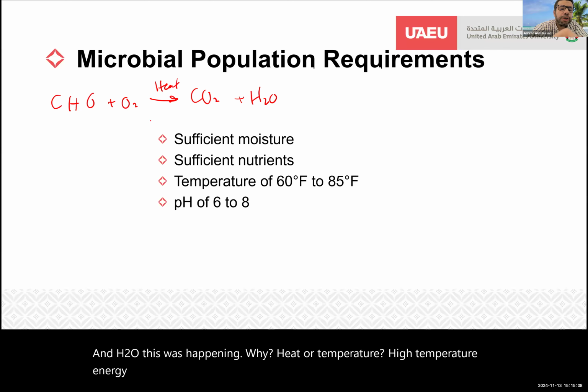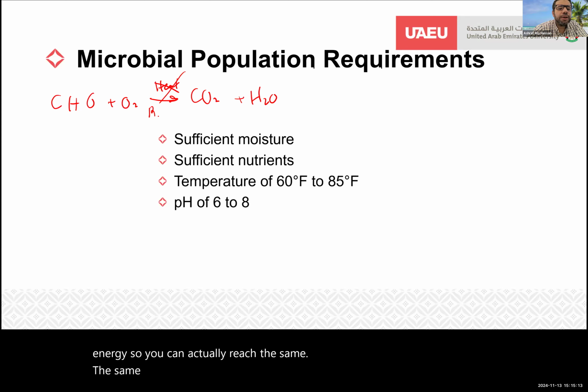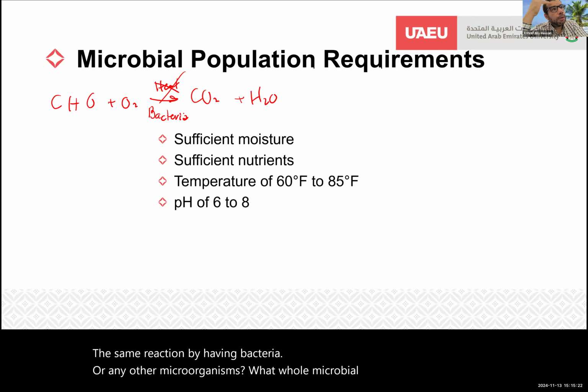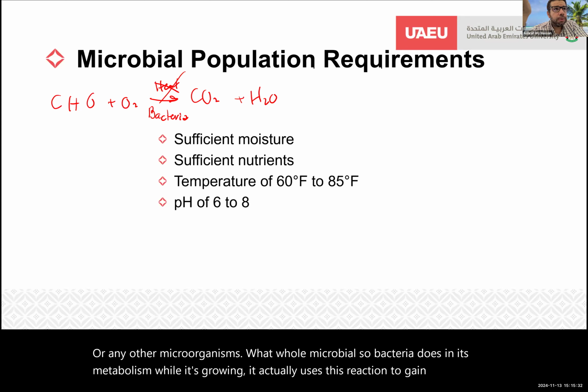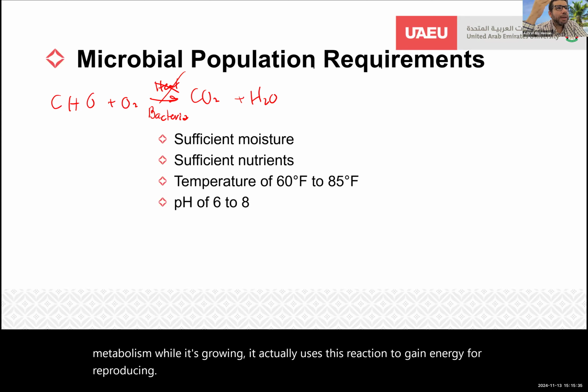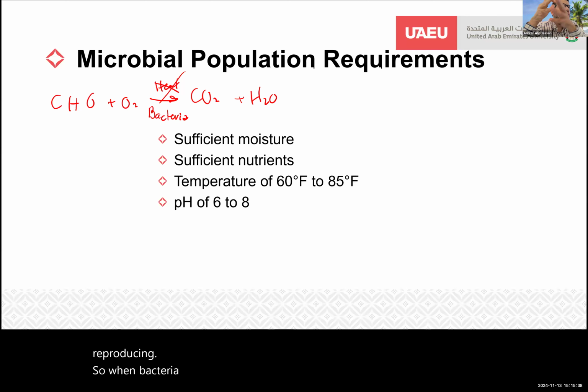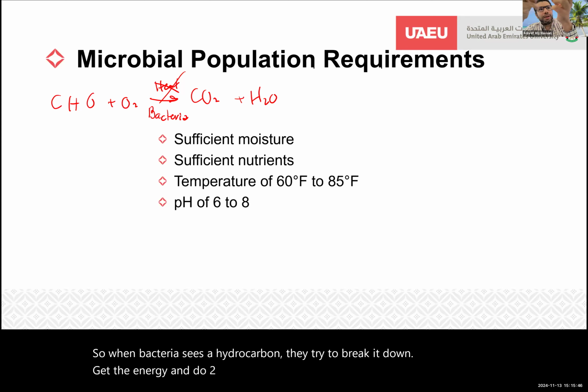So you can actually reach the same reaction by having bacteria or any other microorganisms, what you call microbial. So bacteria does in its metabolism, while it's growing, it actually uses this reaction to gain energy for reproducing. So when bacteria sees a hydrocarbon, they try to break it down, get the energy, and do two cells. And then another cell, break down, and do two cells.